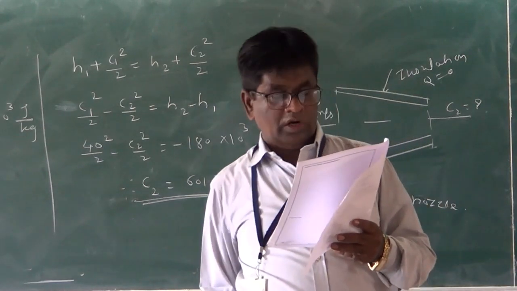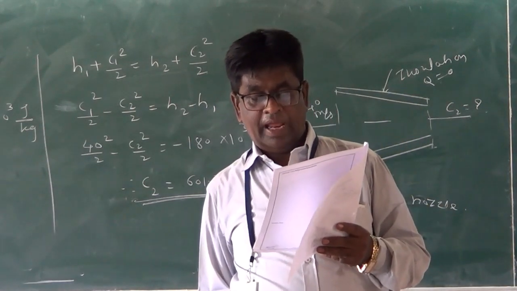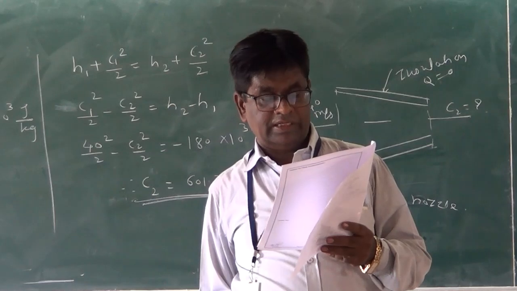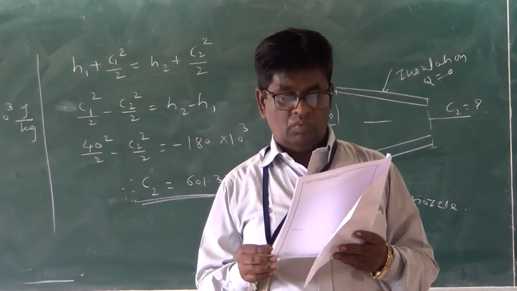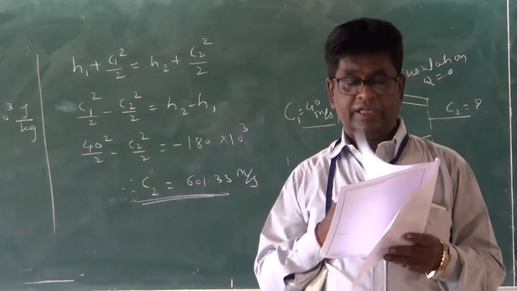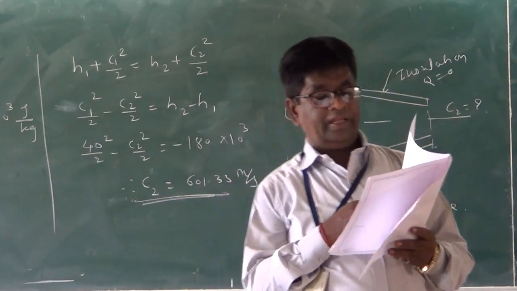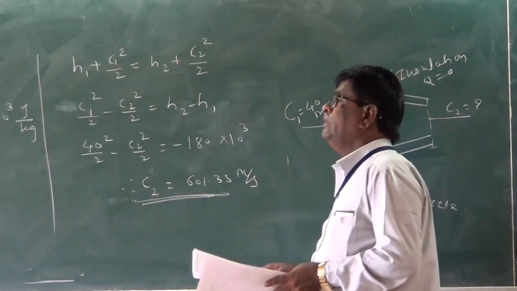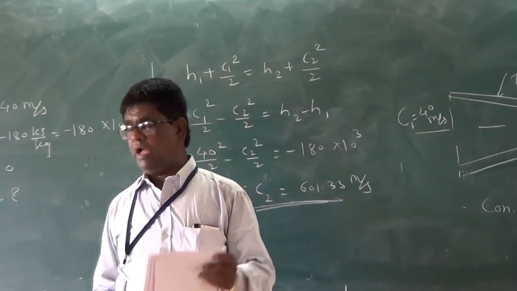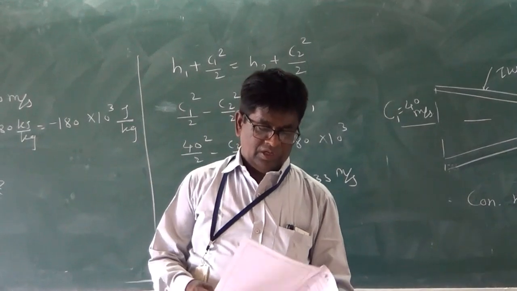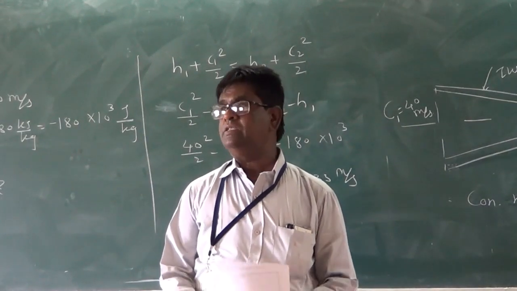And Cp for combustion gases may be taken as 1.04 kilojoules per kg Kelvin. So again, here you are asked to calculate the work done. You try to solve this problem. Otherwise, if you have any problem, you ask me and contact me. So this completes the second topic, that is the first one.